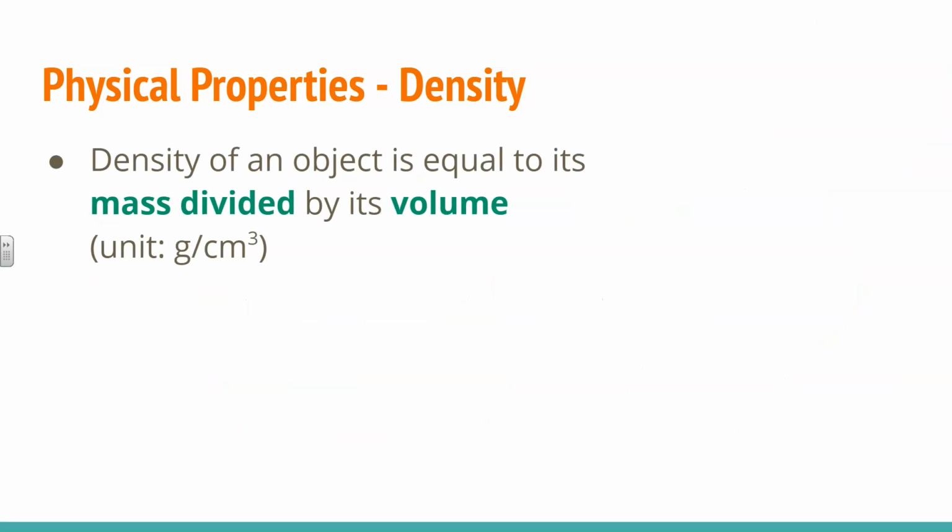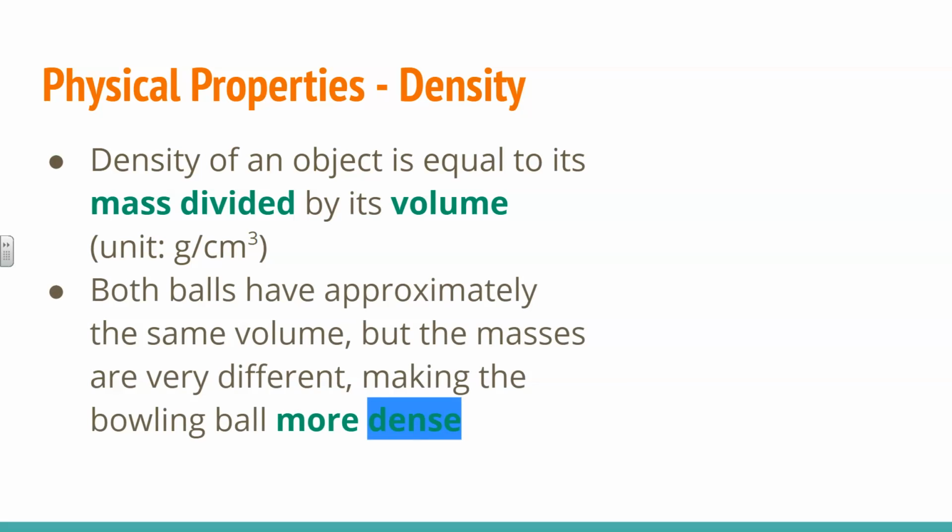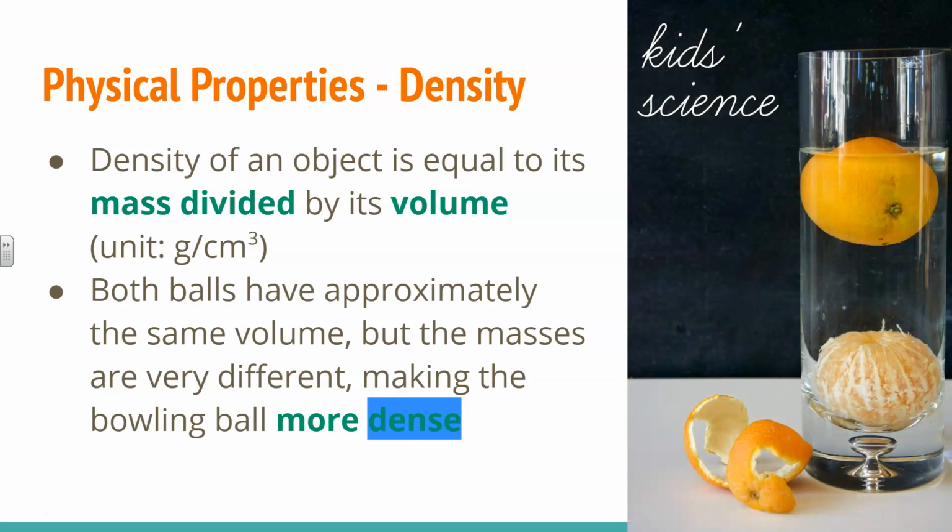So density of an object is equal to its mass divided by its volume, m divided by v. That's going to give you the unit grams per cubic centimeter, or we know grams per milliliter, because they're the same thing basically. So we're not going to come back and practice all kinds of problems. If you're still not understanding density, I need you to come up to me at this point, because we've been on it for about 4 weeks now. So both balls have the approximate same volume. The masses are different. I don't know why the word dense is blue.